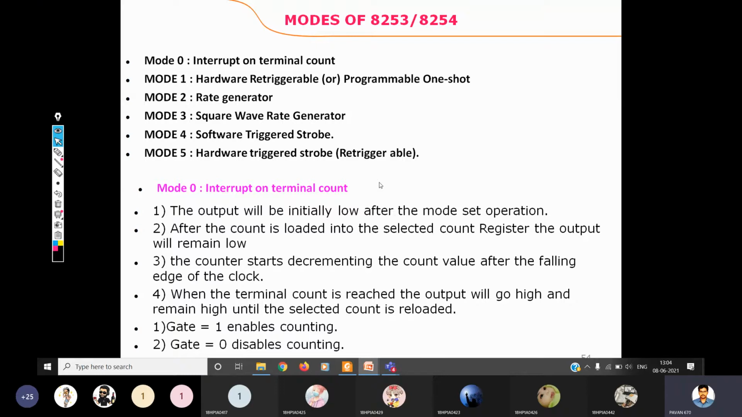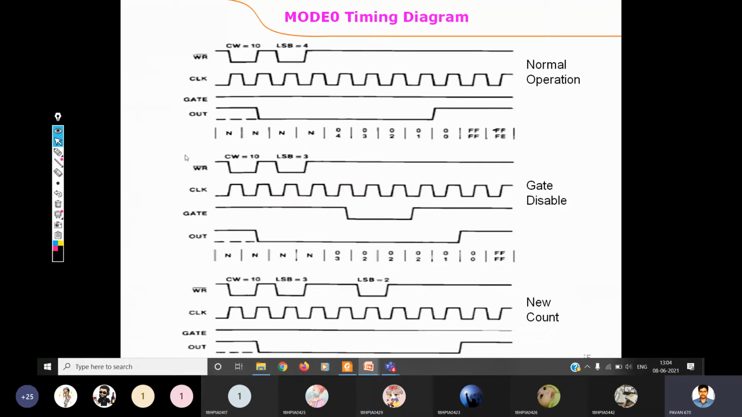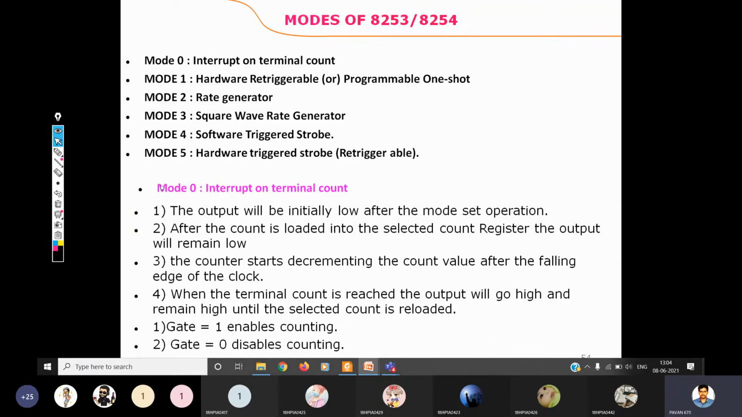Basic theory is necessary, but if we still discuss the theory, a lot of time will be consumed. So by getting the basic point, we'll go to the explanation of the respective timing diagrams so that you can understand basically what the operation of each mode is. So, interrupt on terminal count.